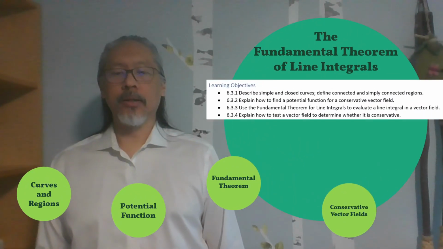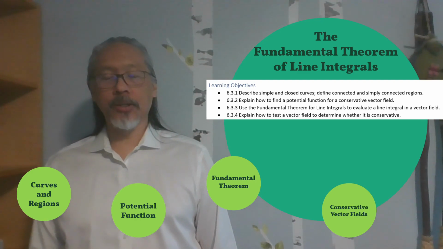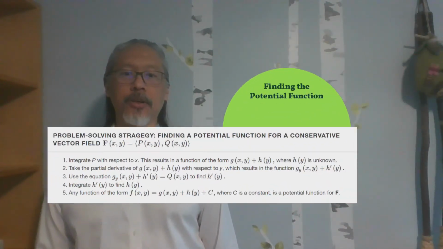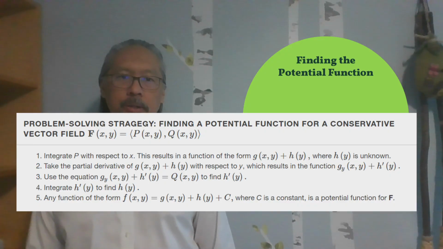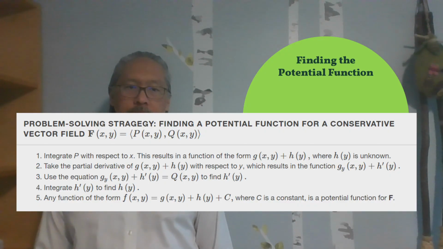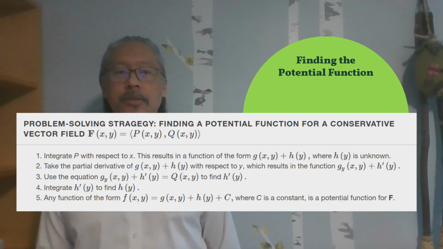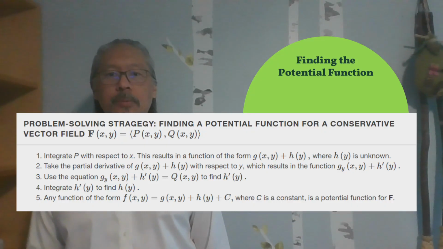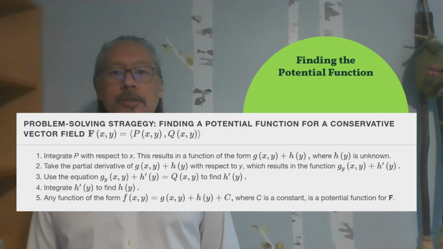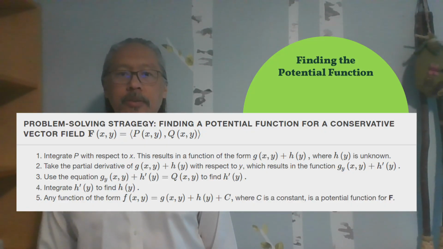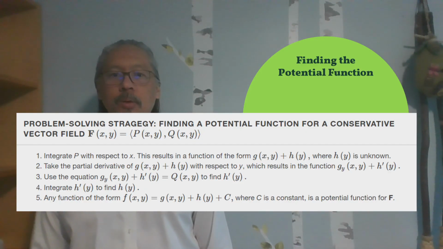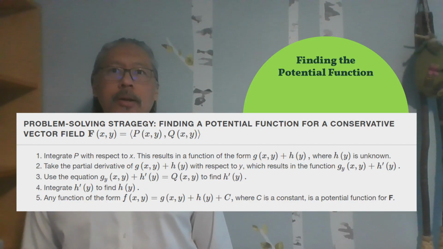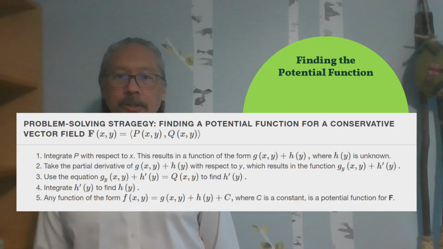Once we get to know a little bit about the objects that we're integrating over, we'll take a look at the functions that we're actually going to integrate. We studied vector fields in the first section, and then we took a glimpse of a special type of vector field called a conservative vector field, which requires us to find what's called a potential function.